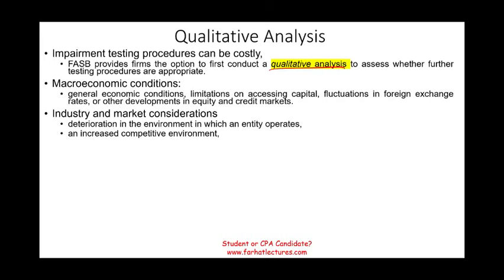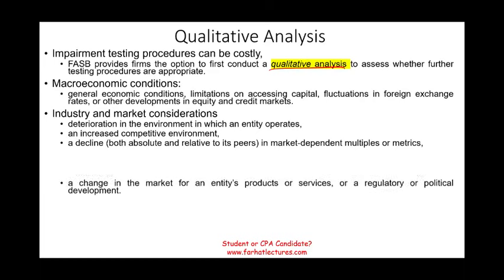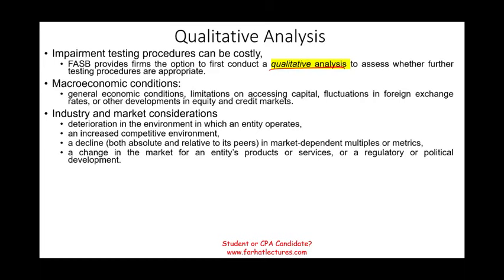lower cost than you. A decline in the market-dependent multiple of metrics, both as an absolute and relative value. And this could take many forms. Those metrics could take any value, like the stock market. Maybe your stock price went down, either in absolute terms or relative to your peers. And a change in the market or an entity, product, or services.